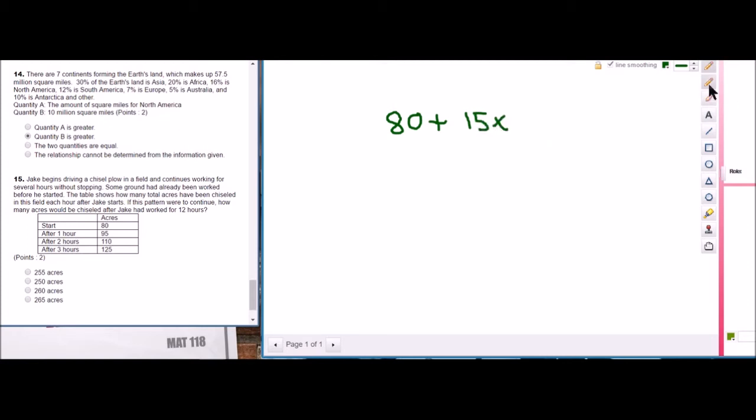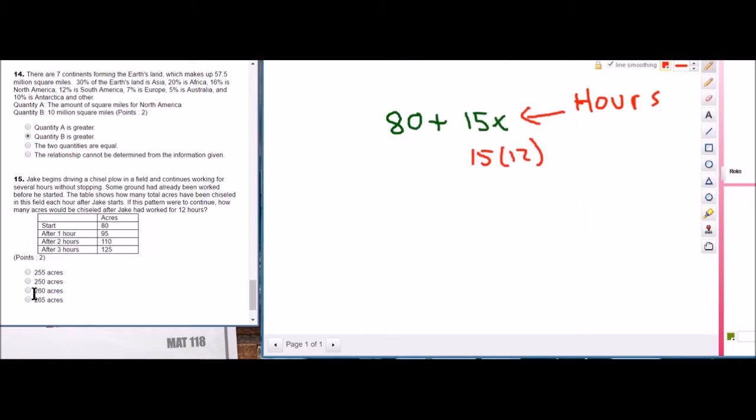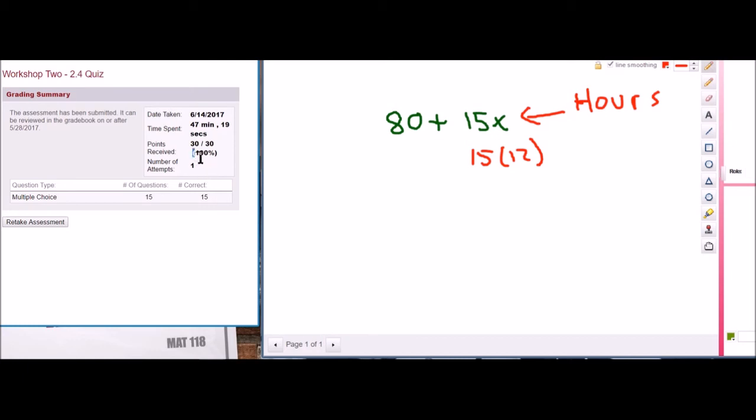So we're going to say that this X here represents hours. So that X again represents hours. And so we're looking at after 12 hours, so we're going to do 15 times 12, and then plus the 80 that we started with. So 15 times 12 plus 80 would be 260. So we're looking at 260 acres. Okay. All right, and we hit submit. Oh, there we go. Good to go.